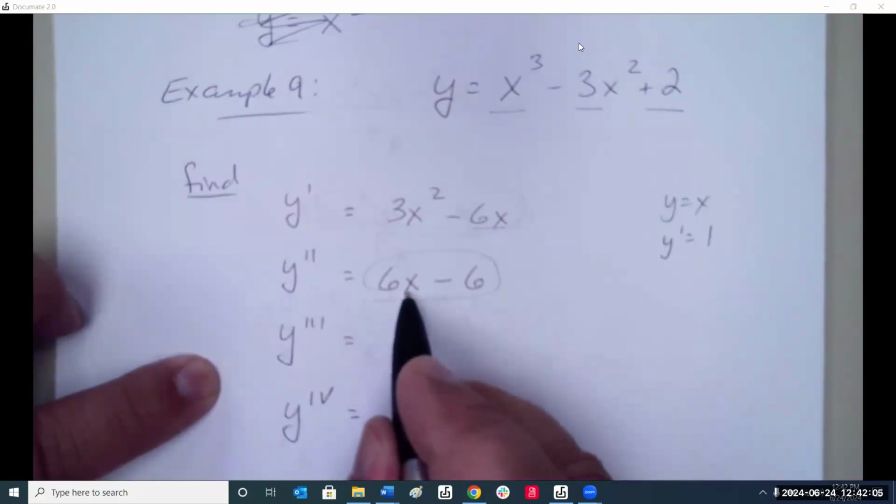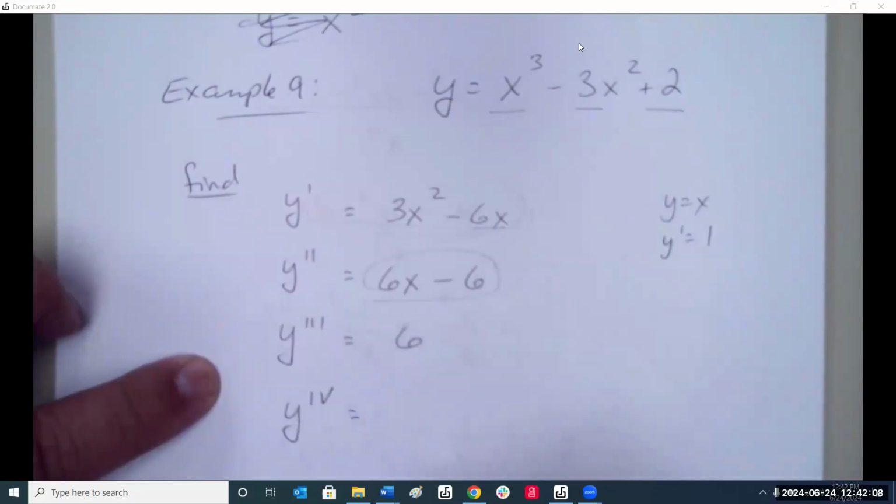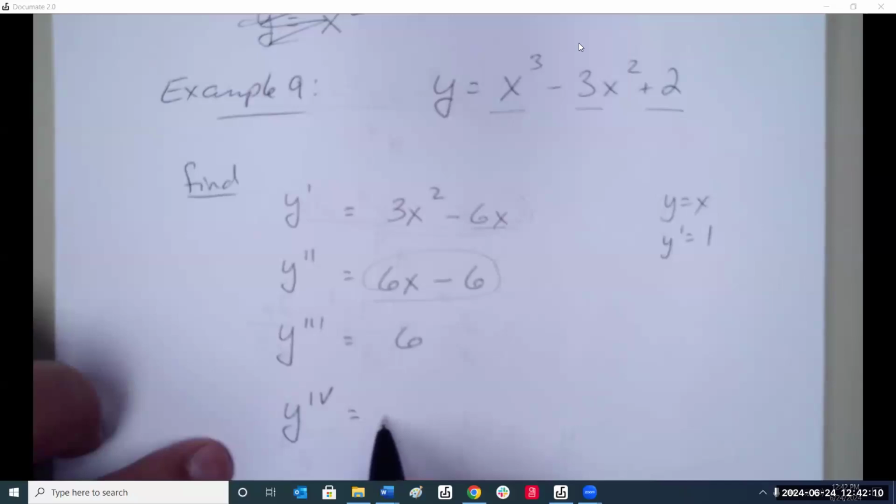Third derivative is 6, because the derivative of 6x is 6. The derivative of 6 is 0. And the fourth derivative, 0.